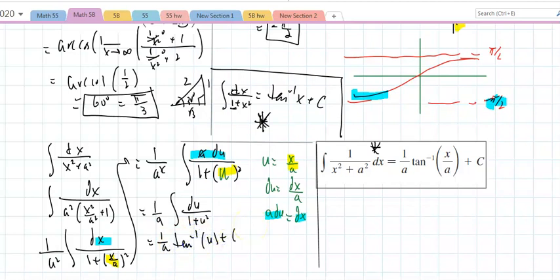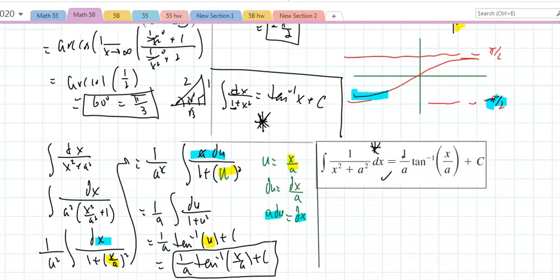And if I substitute u back, what do I get? Isn't that 1 over a, the inverse tangent of x over a plus c? So either you derive this every time, and you see this about 20% of the time in the remainder of the course, or you memorize it.